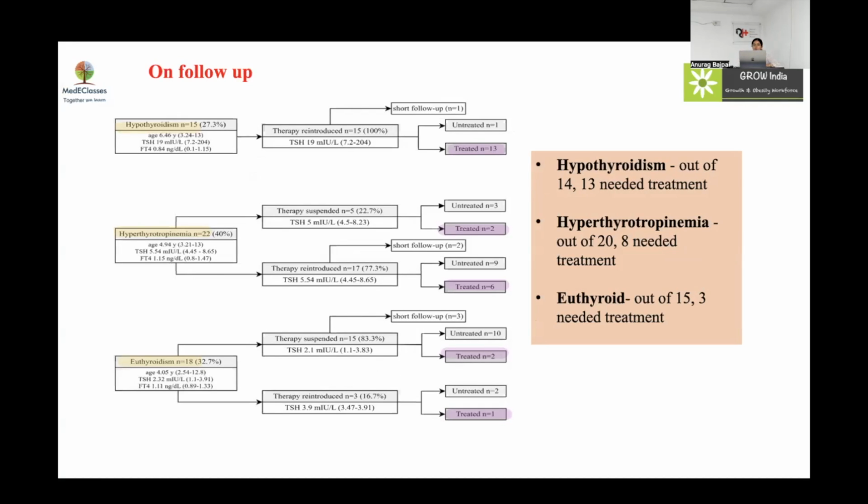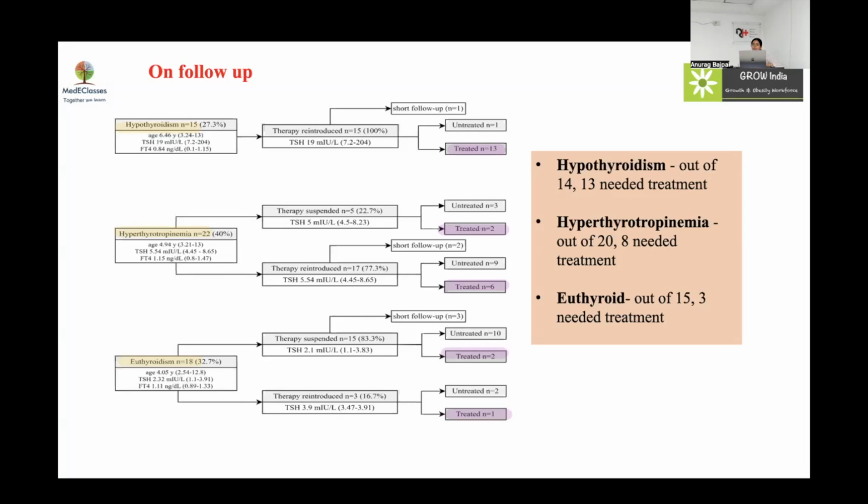The group having hyperthyrotropinemia had a median age of 4.94 with a median TSH of 5.55. On further evaluation, the therapy was stopped in 5 patients, and on long-term follow-up at the end of the study, 2 continued treatment, while 3 had no need of treatment. The therapy was continued in 17, and in that group also, 6 did not require treatment after long-term follow-up.